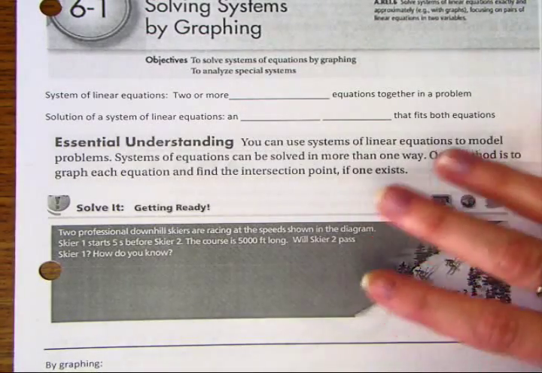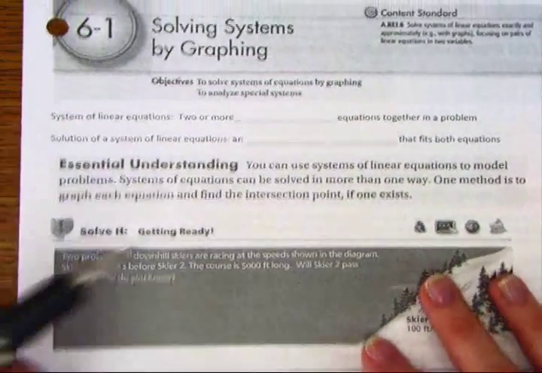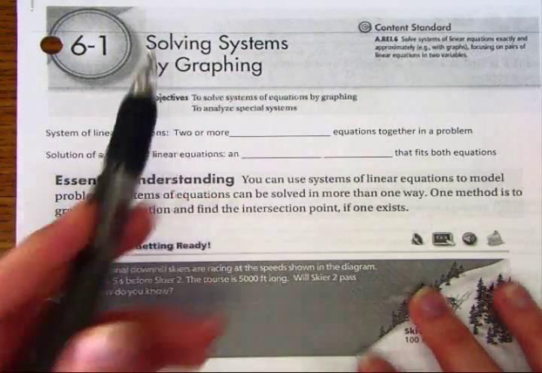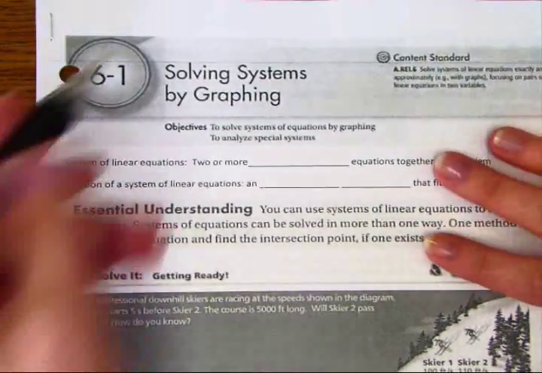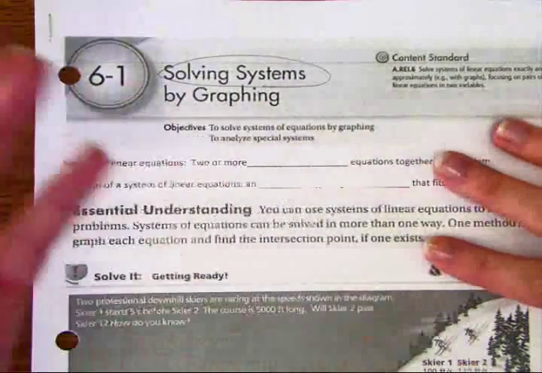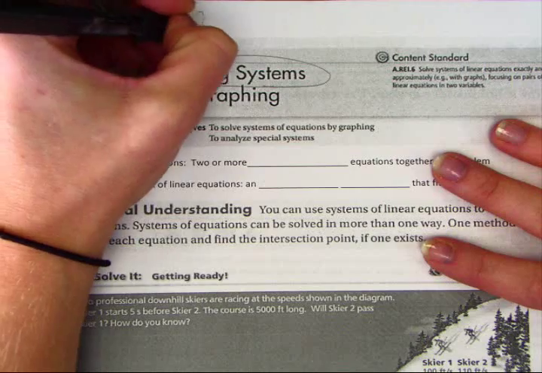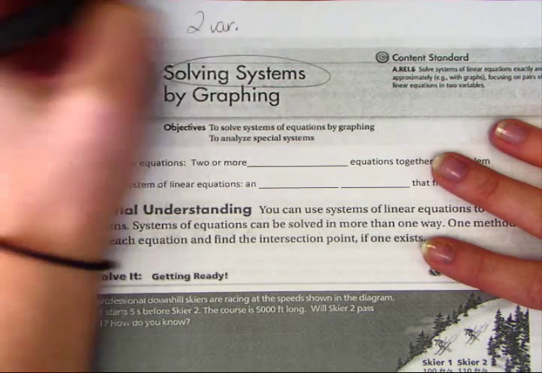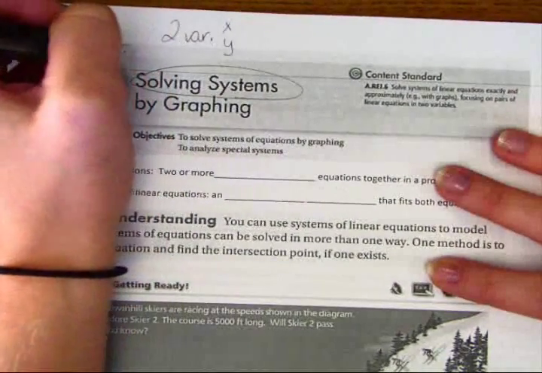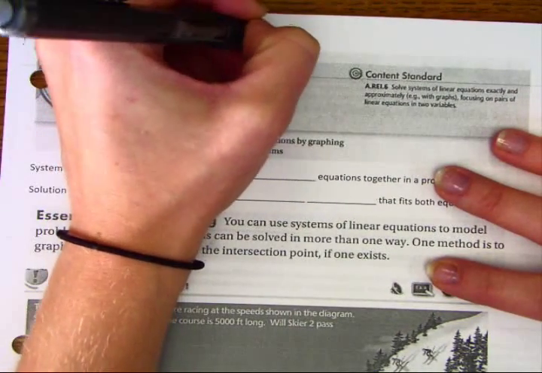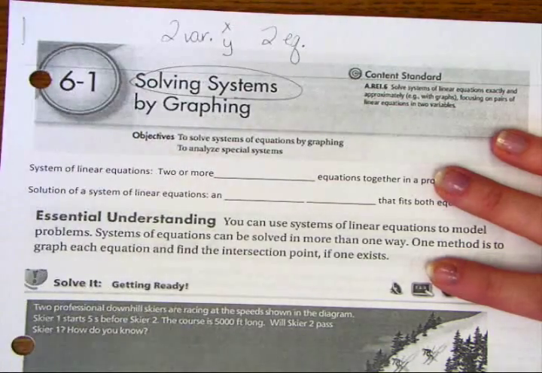As we move into Chapter 6, you're going to see a lot of the titles say solving systems. Now before we move on, let's make sure that you understand what it means to solve a system. In order to solve a system, at least in our case right now, we're going to have two variables. Typically those variables are going to be x and y. And because we have two variables, we're also going to have two equations.